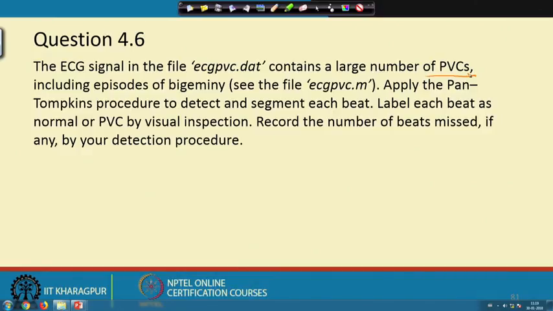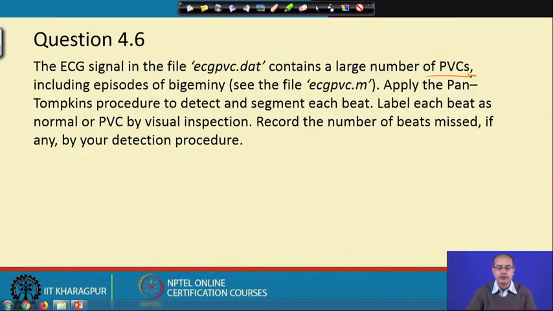Now we will start the sixth assignment of tutorial 4. Here we are given an ECG signal having a lot of PVCs. The number of PVCs includes episodes of bigeminy. What we mean by that is we have alternate cycles, one cycle is big, one cycle is small.